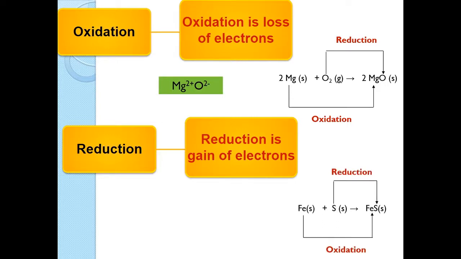Again, one more example. Conversion of iron to ferrous, oxidation as electrons are lost. Conversion of sulfide ion from sulfur, it is reduction as electrons are gained during this process.